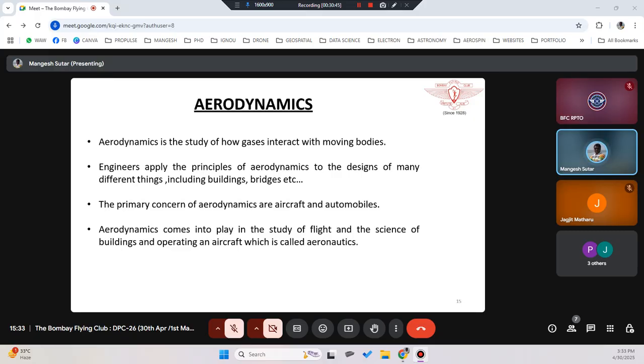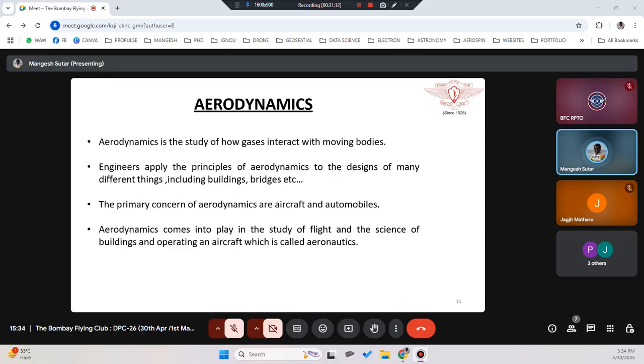Buildings, the huge buildings like Burj Khalifa, or big towers, especially the towers which have been made in South Bombay and all, you will see their surfaces are more or less curved surfaces. Even the bridges are designed in such a way that they support aerodynamics. The airflow should become very smooth. They should not create any hindrance for airflow. That's how the bridges are also designed.